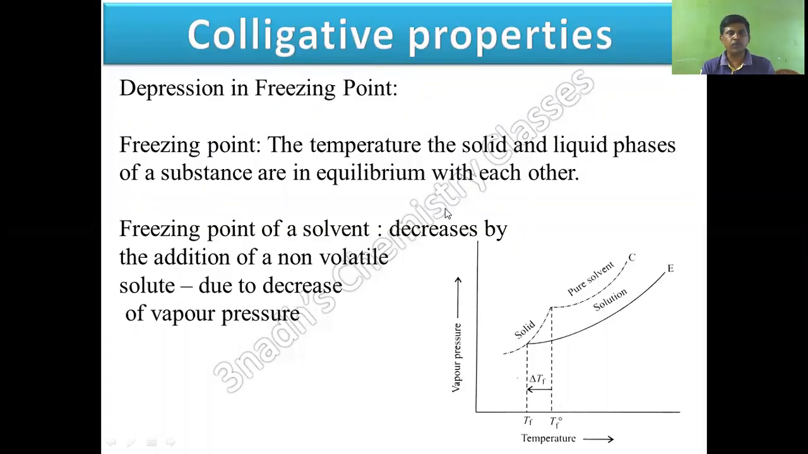The third colligative property is depression in freezing point. What is the freezing point? Freezing point is the temperature at which the solid and liquid phases of a substance are in equilibrium with each other.